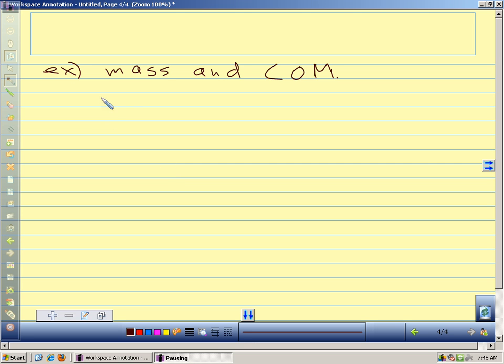Our region is bounded by y equals x to the third, y equals 0, x equals 2, and rho equals some constant times x. So we need to set up our integrals to find mass and center of mass.